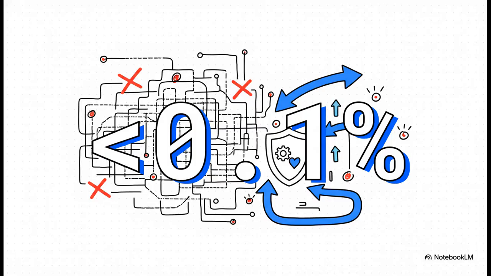Now, what if you could take that system, which feels a little fragile, and bring its failure rate down to less than 0.1%? That's what we're talking about today. It's a completely different way of thinking. It's not about trying to stop every single error. It's about building a system that just expects them and knows exactly what to do.